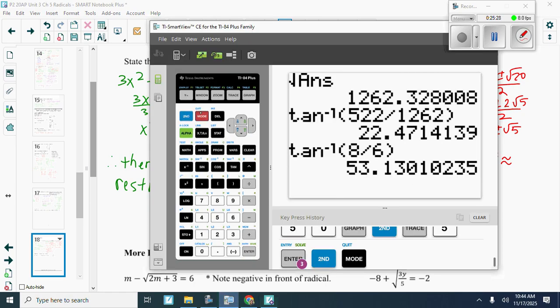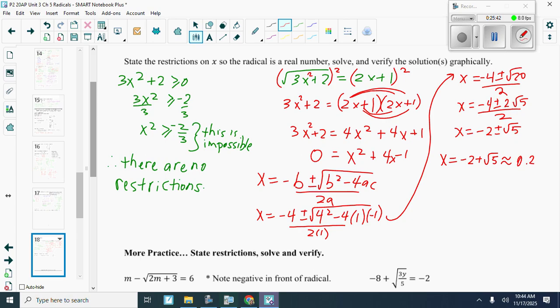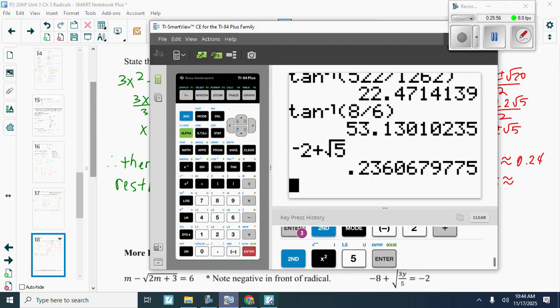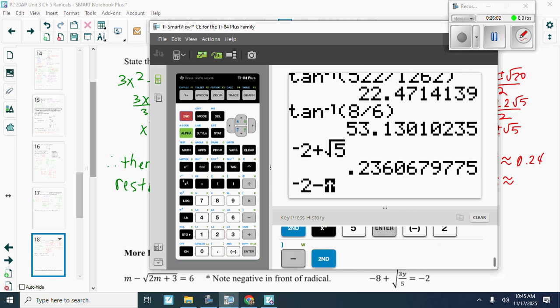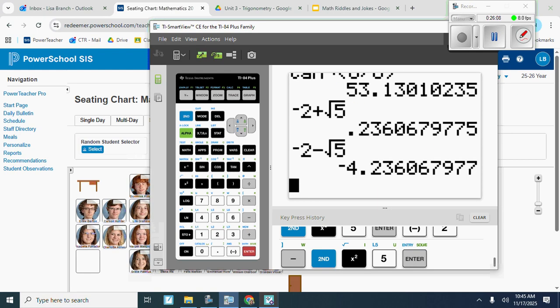Head over to your calculator. So we have -2 plus root 5, which is 0.24. The two squiggly lines mean approximately equal to, because we're taking an exact value and converting it into a decimal. So -2 minus root 5 is -4.24.